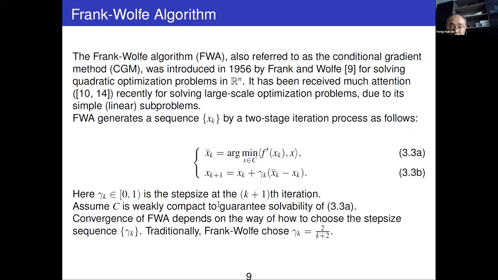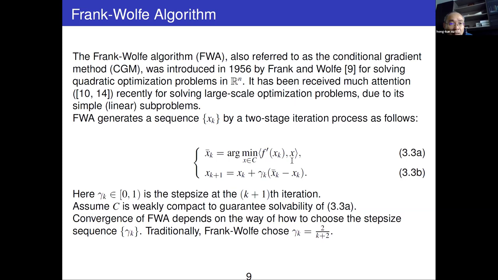Now, let me move down. What is FW? Frank Wolfe, I just call it FWA. FWA is also called the conditional gradient. FWA was introduced in the year 1956, very early, by Frank and Wolfe. They initially introduced FWA to solve quadratic optimization problems in a Euclidean space, R^n. But recently FWA has received a lot of attention because it is quite powerful for solving large-scale optimization problems. There is one advantage: the subproblem is simple.